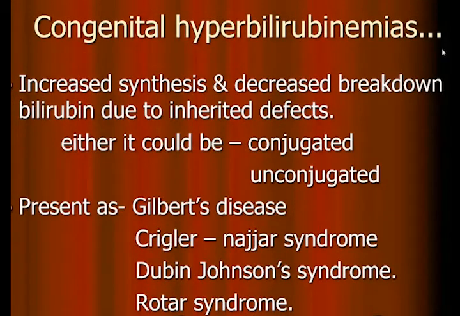So congenital hyperbilirubinemia, I told you, what are they? Gilbert's disease, Crigler-Najjar syndrome, Dubin-Johnson syndrome, and Rotor syndrome. All four will be congenital hyperbilirubinemia. It will be there in the child from childbirth. The child is born with jaundice.